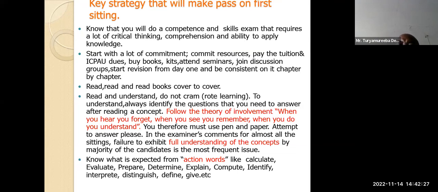Know what is expected from action words like calculate, evaluate, prepare, determine, explain, compute, identify, interpret, distinguish, define, give. Those words are action words. They tell you what to do. If they say evaluate, you know what an evaluation is. If they say compute, you know you are calculating and delivering the answer.